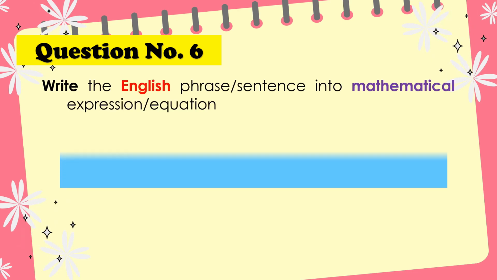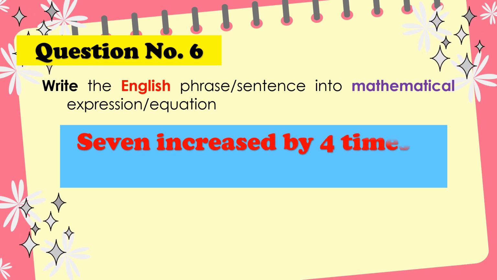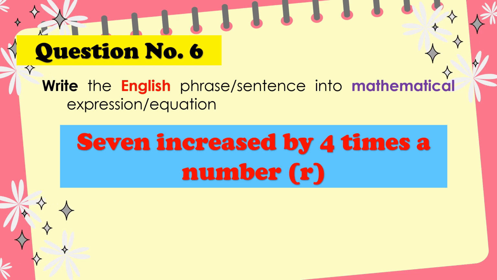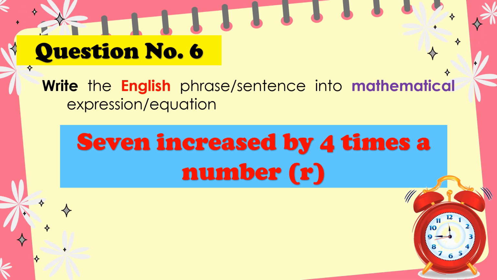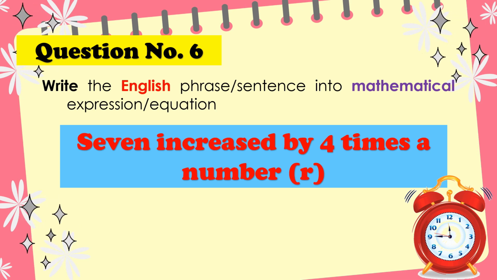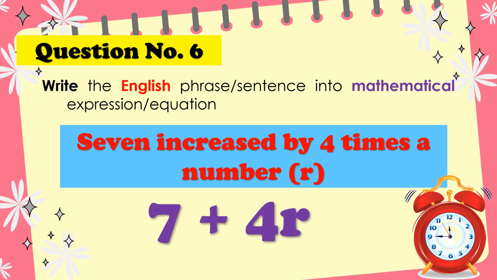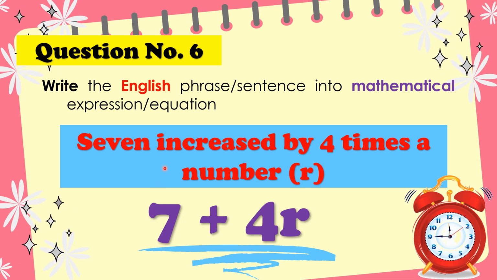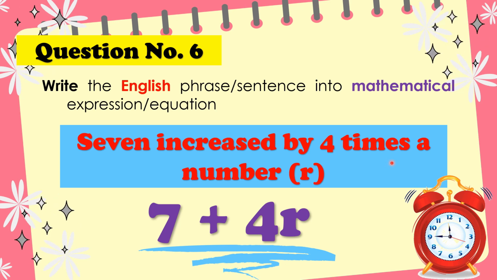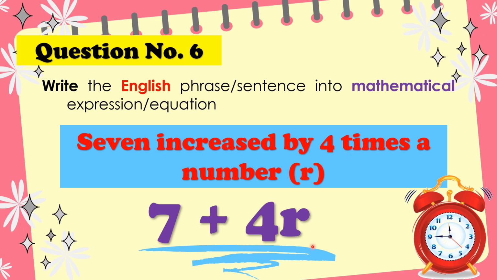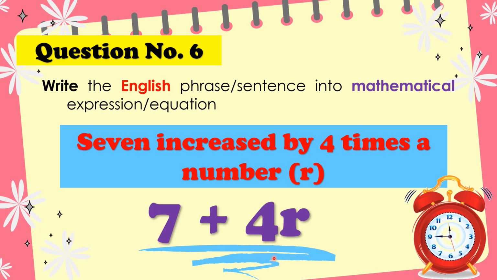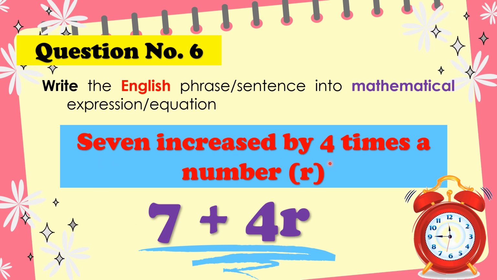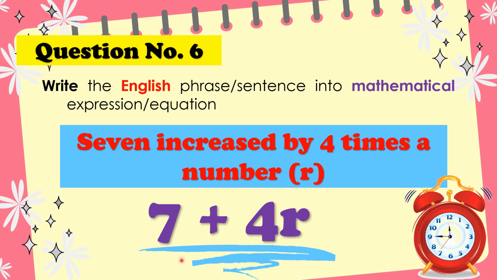Question number 6. Let us translate 7 increased by 4 times a number R. What is your answer? Is it the same as 7 plus 4r? If yes, then you are correct. As you can see here, we have two operations. The first is increase, which is addition, and the next one is multiplication. But remember, in mathematical expression, multiplication is implied, so you don't have to write any symbol in between the known and unknown quantity. So when you translate 7 increased by 4 times the number r, that is the same as writing 7 plus 4r.